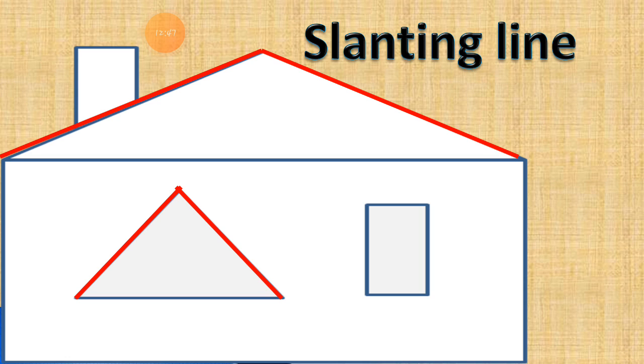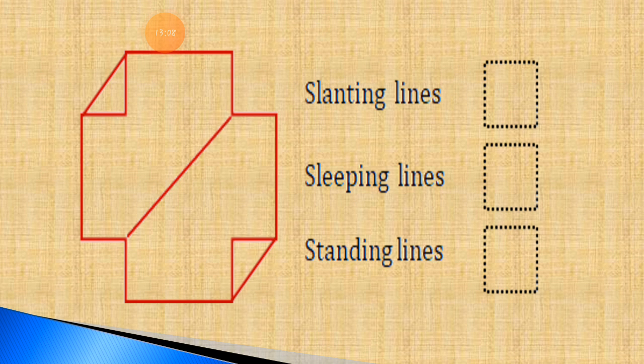So let's count. Here is the first slanting line, the second slanting line, the third slanting line, and the fourth slanting line. So totally this house is made with 4 slanting lines. I hope you understood, students, how to count the lines.